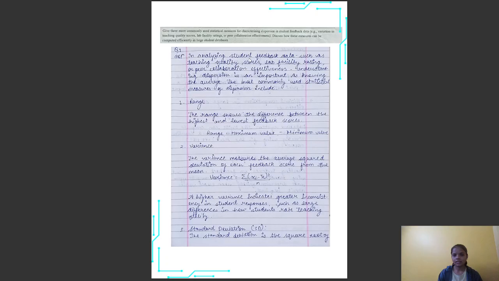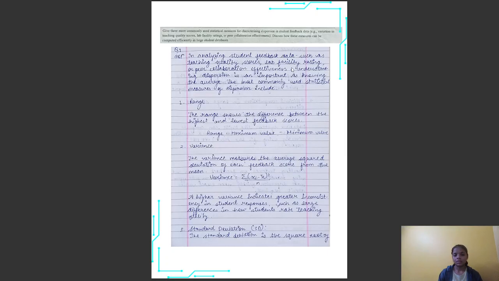Answer. In analyzing student feedback data such as teaching quality scores, lab facility ratings, or peer collaboration effectiveness, understanding dispersion is as important as knowing the average. The most commonly used statistical measures of dispersion include the range, the standard deviation, and the variance. As we know, to calculate range, we should know the minimum and the maximum value of the data set. The range shows the difference between the highest and the lowest feedback scores. To calculate range, we have the formula max value minus min value.